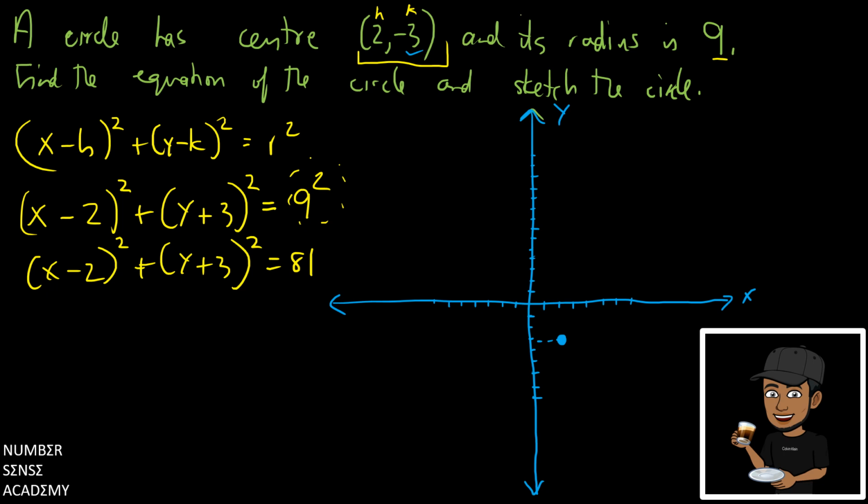And I just need to find the outer edges. I just need about 4 spots. Remember, the radius extends all around the circle, so it doesn't matter where. This is the radius, this is the radius, this is the radius. So I'm just going to find the top, the bottom, the left, and the right. That's all I need.